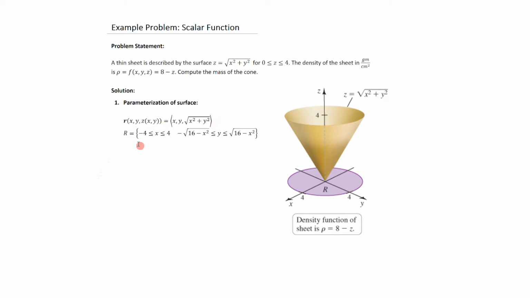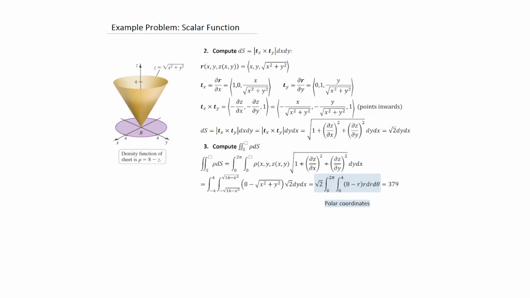And the region over which this occurs will be minus 4 less than or equal to x less than or equal to 4. And for y, it's between minus the square root of 16 minus x squared and the square root of 16 minus x squared, positive. And so this defines this purple region. This purple region is nothing more than the projection of this surface area onto the xy plane. So step 1 completed.